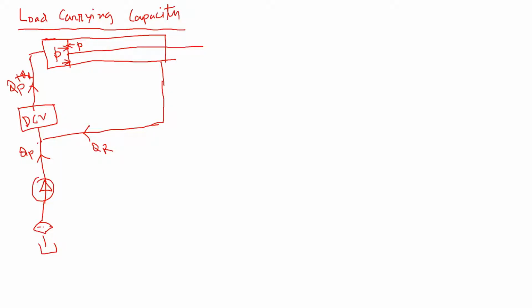Load carrying capacity of a regenerative circuit. In a regenerative circuit, this return line is connected after the pump. So if we ignore this directional control valve, then we can see this return line is actually connected with the blank end. So there will be the same pressure on both sides, in the blank end and also the rod end.